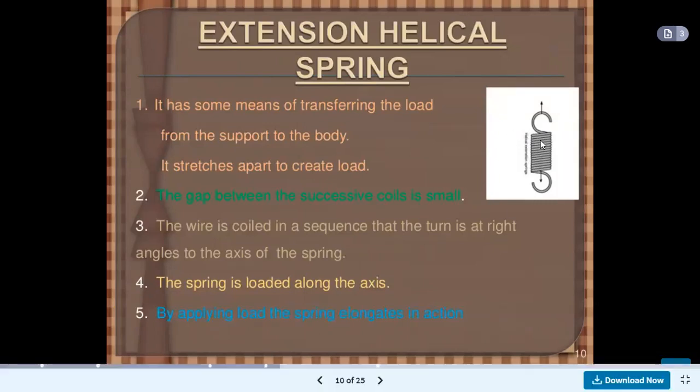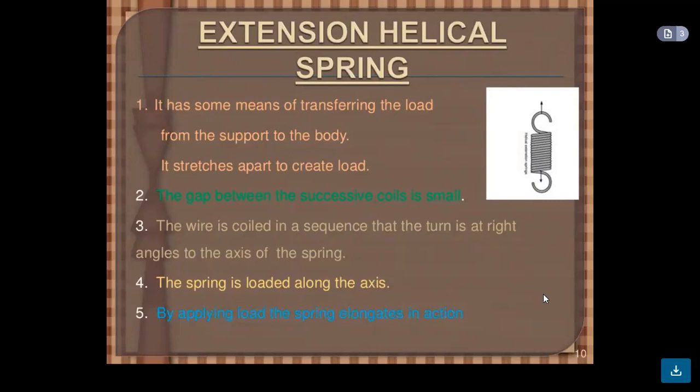So in this case, the coils are connected to each other, so the gap is very small, or in other words, the gap is zero in this case. The gap between successive coils is small. The wire is coiled in a sequence such that the turn is at right angles to the axis of the spring. The spring is loaded along the axis.